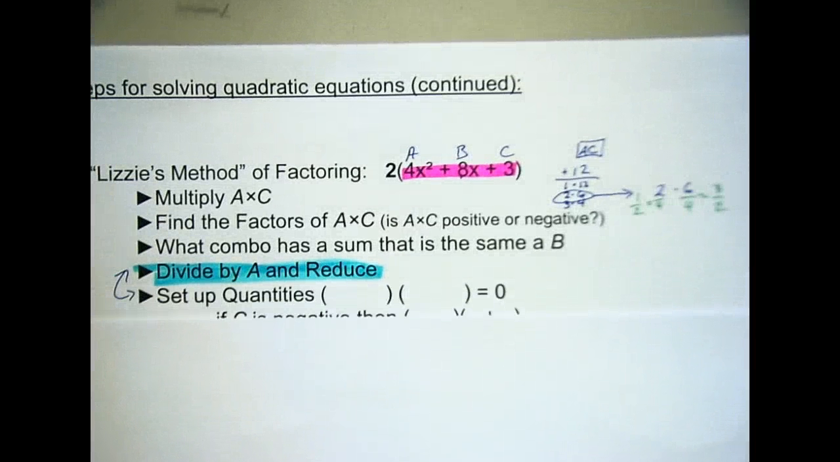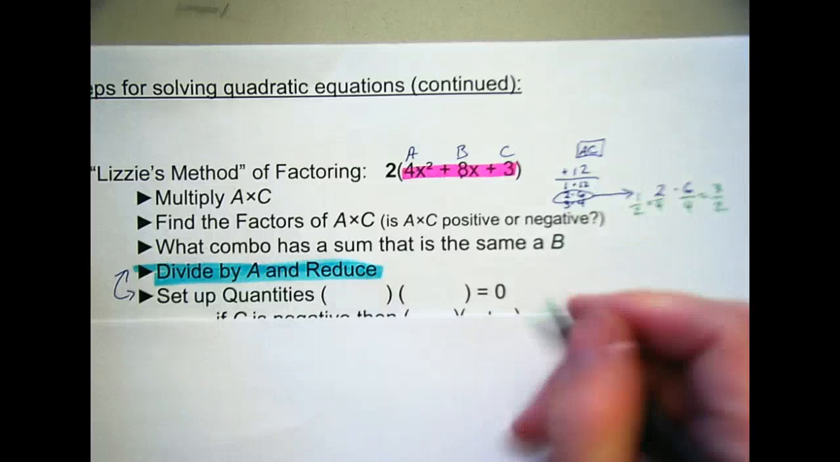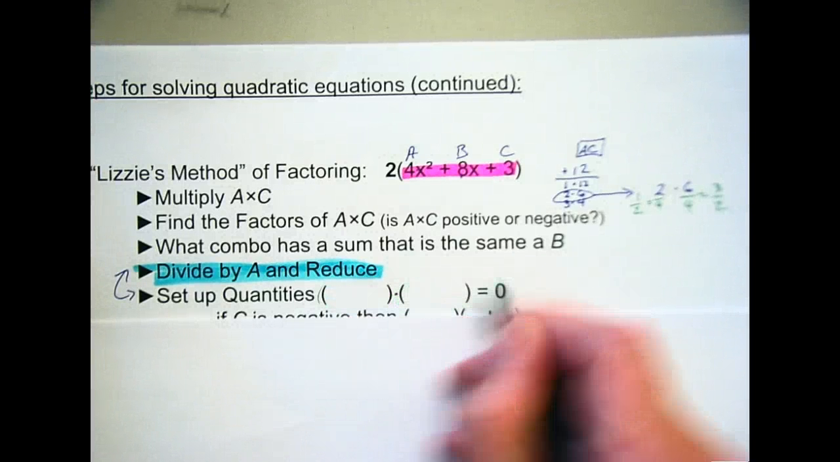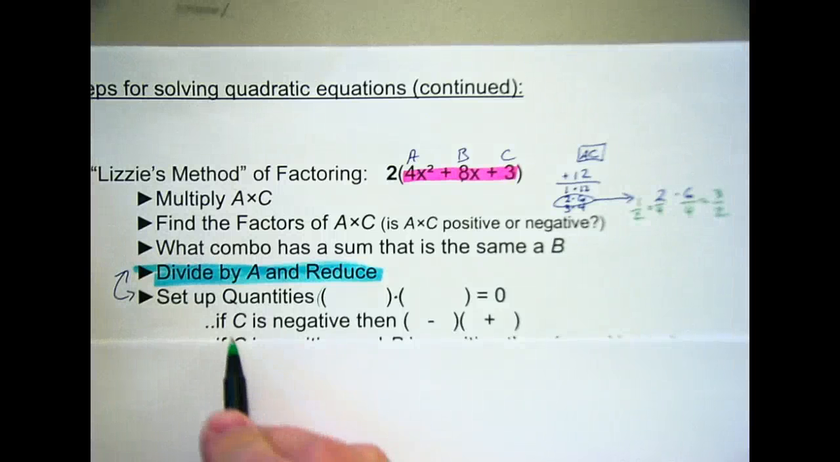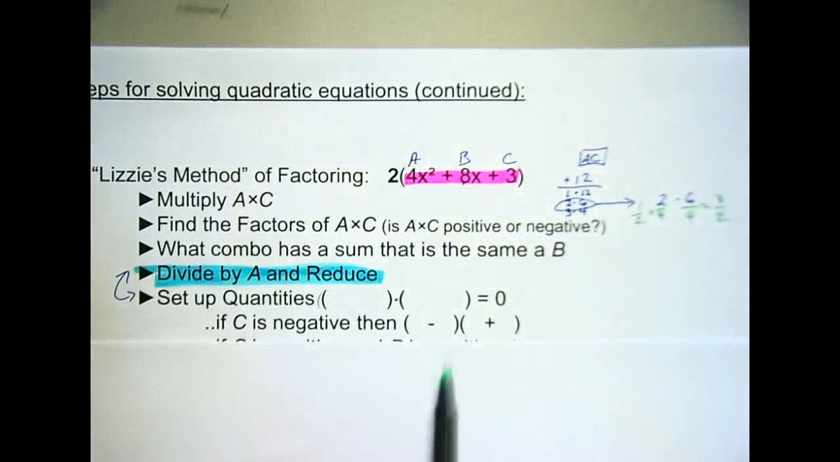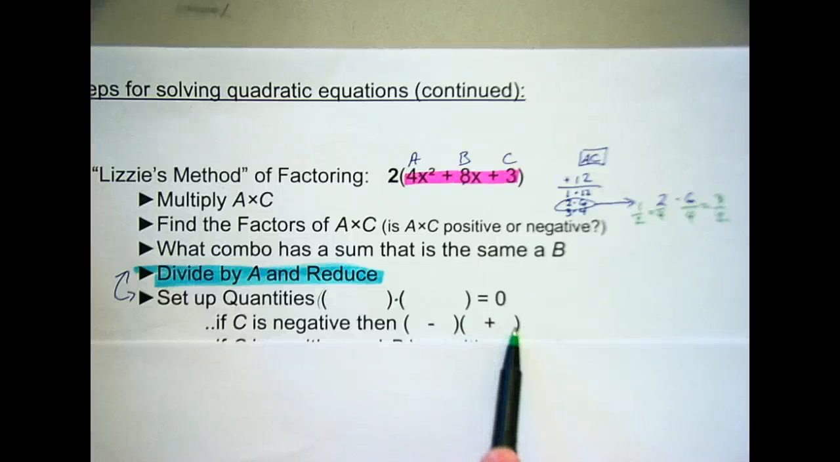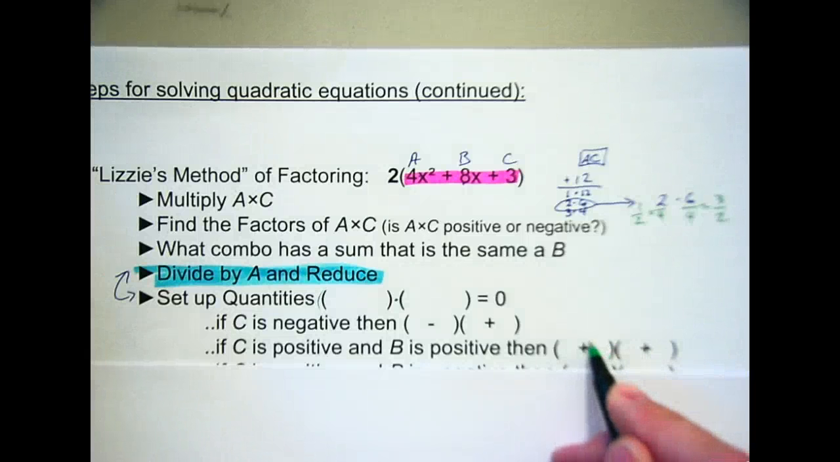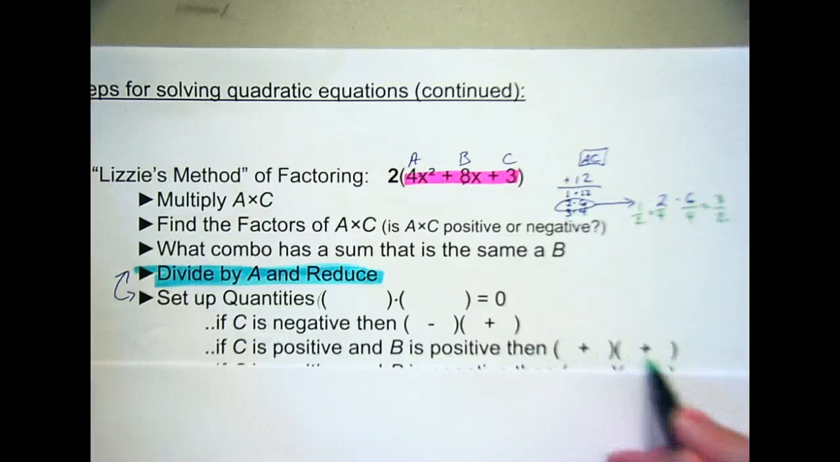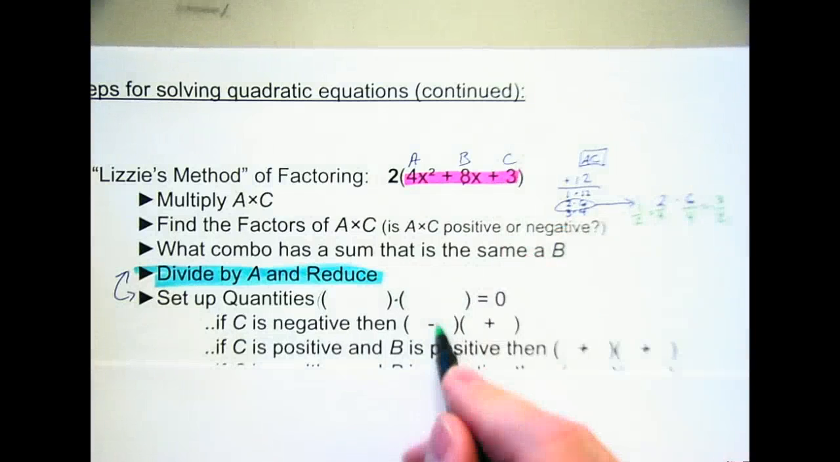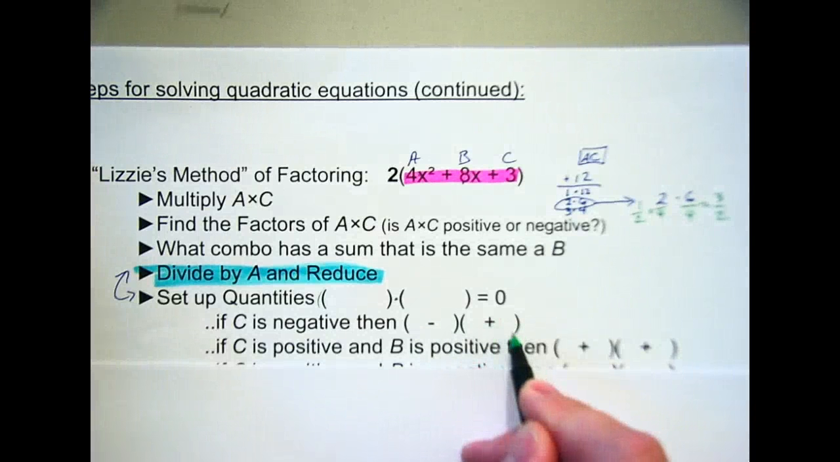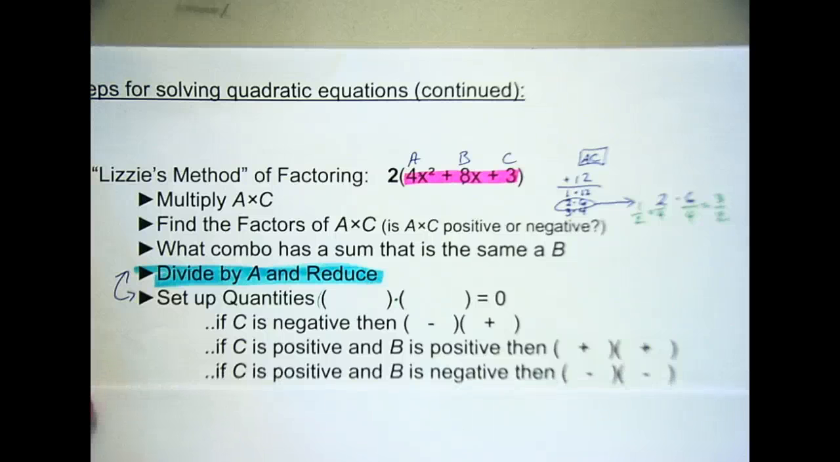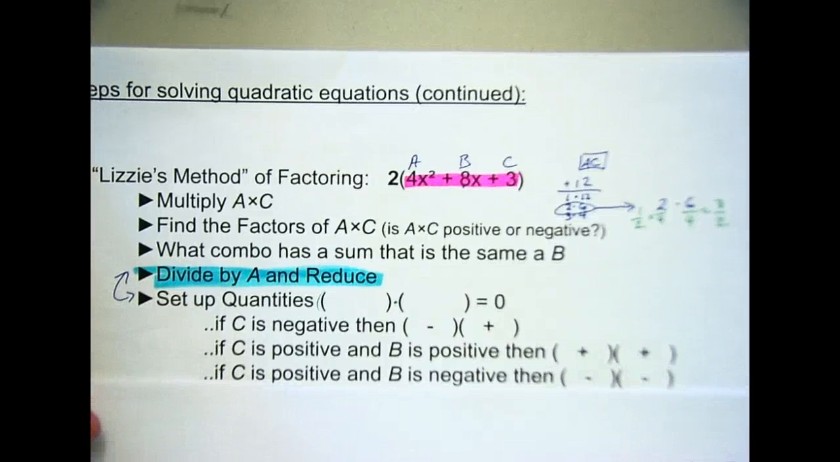All right. Next step, set up your quantities. Okay, two things. This times this equals 0. If c in my original equation is negative, then my quantity should be a minus and a plus in my quantities. If c is positive and b is positive, then it's plus plus. And the reason is because to get a positive c term, I'd have to multiply positive times positive. To get a negative c term, I'd have to go negative times positive. Right, if I'm doing FOIL. If c is positive and b is negative, then it's minus minus. Notice you could still get a positive c term if you go negative times negative.